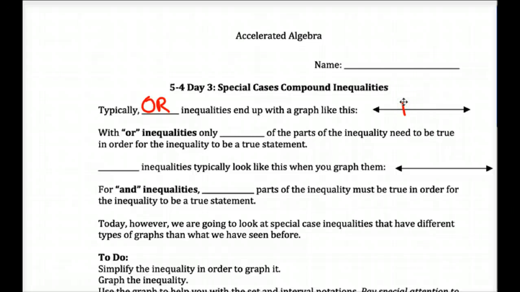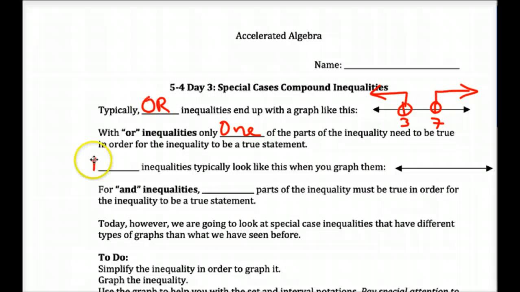We graph them. There's some kind of number here, say like 3 and 7, and "or" ones typically go like this. Right? Because the stuff to the left of 3 is true, or the stuff to the right of 7 is true. It's an "or". With "or" inequalities, only one of the parts of the inequality needs to be true in order for the whole inequality to be a true statement.